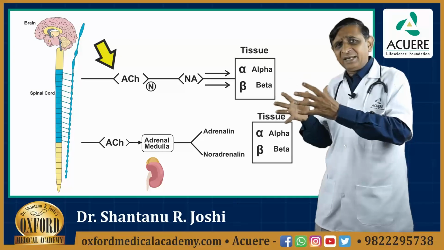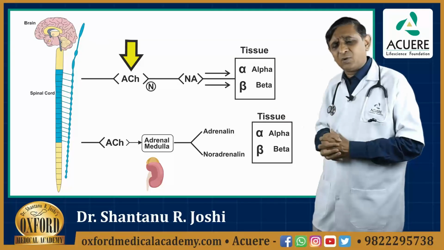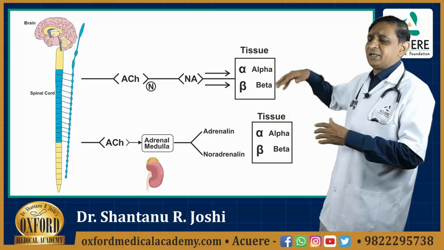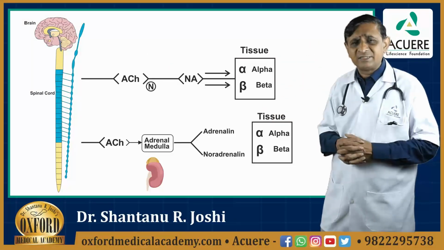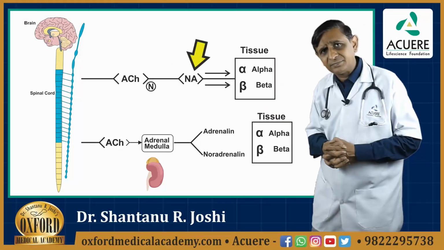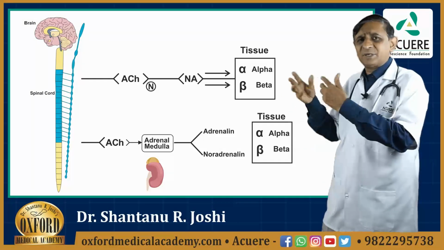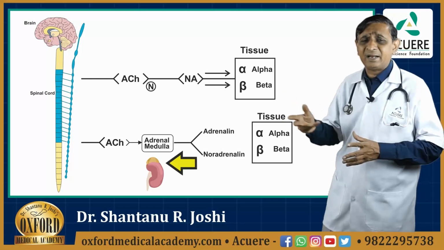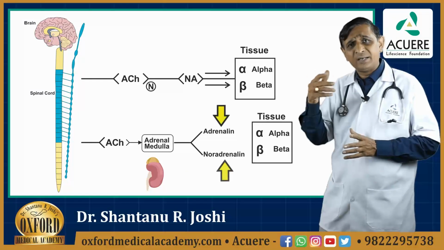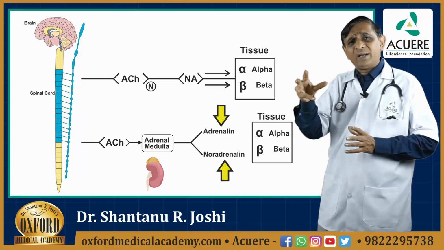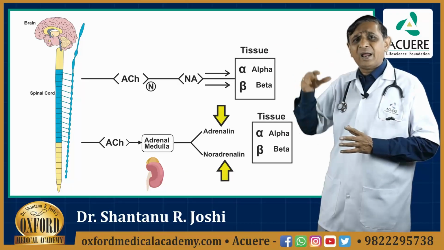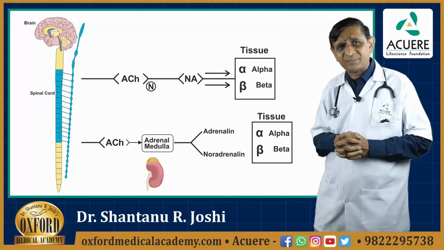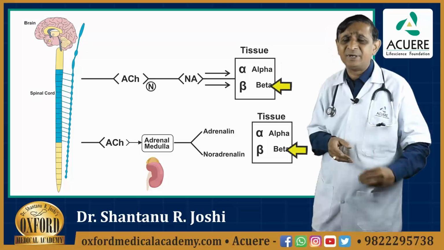There are preganglionic fibers which secrete acetylcholine, which act on the postganglionic fiber, and the postganglionic fiber at the other end secretes noradrenaline. The preganglionic fiber also supplies to the adrenal gland, and adrenal glands also secrete noradrenaline and adrenaline. This noradrenaline and adrenaline act on the tissue through the receptors, and those receptors are alpha receptors and beta receptors.